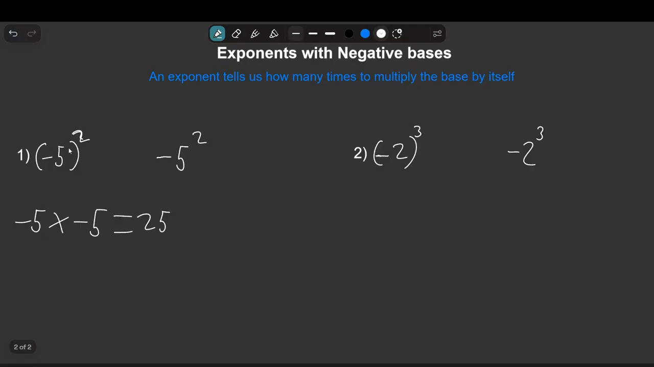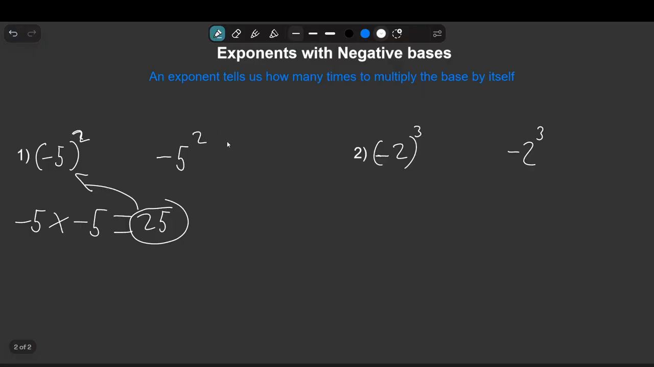The parentheses show us that the negative is included or attached to our base. Without the parentheses, the minus is not attached or locked to our base. So you can think of it as negative 1 times 5 squared with this one. If there were parentheses, you would do it like before, but for this one there are not parentheses. So this is your answer for the first one.